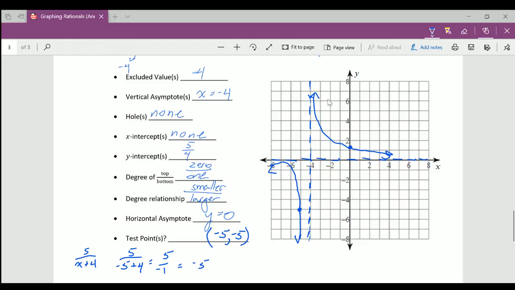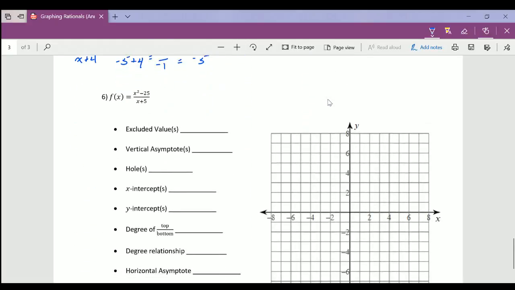All right, let's just do one more. Here it is. The top is going to factor. That'll be x plus 5, x minus 5. Okay. All right. Excluded values. The only thing to exclude is going to be -5. Okay.